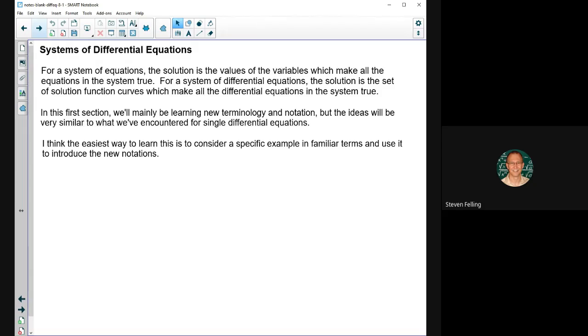In the first section here, we're going to learn terminology and notation, and a lot of these ideas are going to be similar to things we've encountered for single differential equations, but we're going to have a much stronger emphasis on matrices. So we're going to use matrices a lot here, and I'll review a little bit of matrix arithmetic and how that works. But if we encounter something here that you're not familiar with, you can come and see me in tutoring, and I can go over a better review of just matrix methods by themselves.